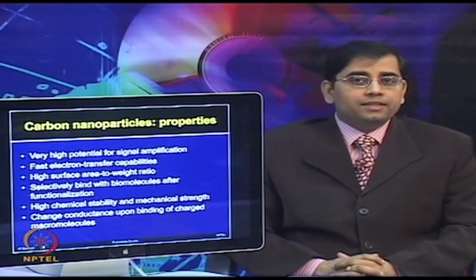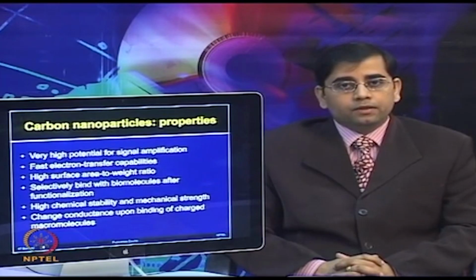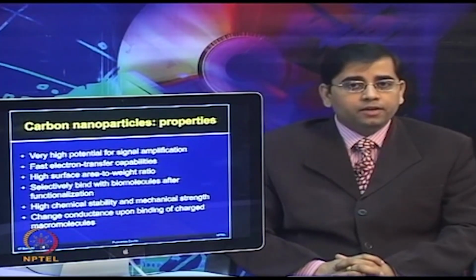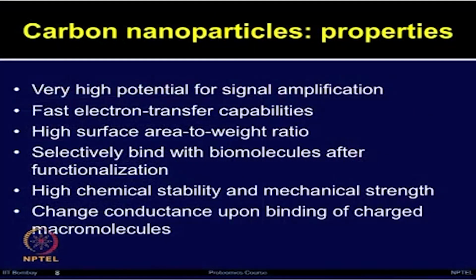These carbon nanoparticles have various properties. This is the broad field. These are generic properties for various nanoparticles. They have very high potential for signal amplification. They have fast electron transfer capability. They exhibit very high surface area to weight ratio.